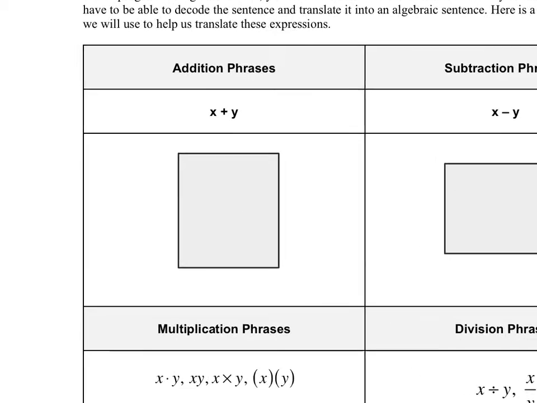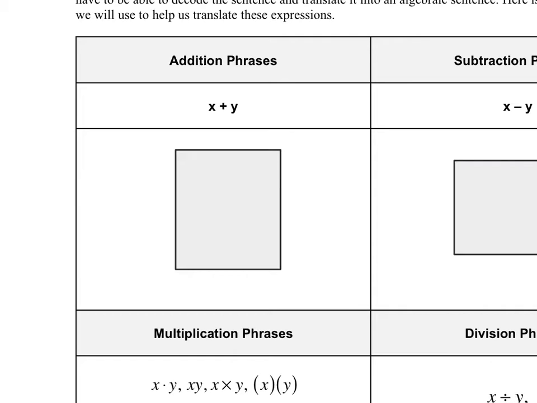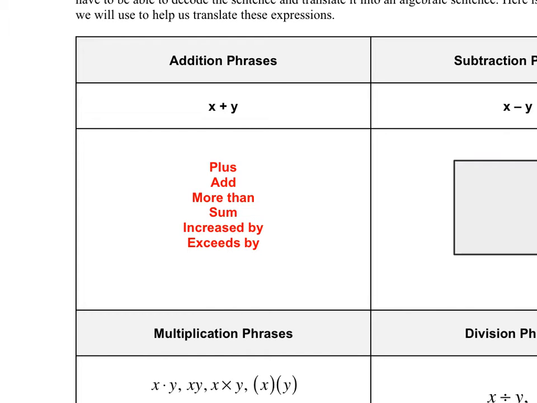Before we move forward, the first things we're going to look at are addition phrases. So you know you're dealing with addition whenever you have something like this. We always use this operator. That's how we represent addition. Whenever we see these phrases, I want you to know that we have addition. So let's pay attention very closely. Whenever you see the words plus, add, more than, some, increase by, exceeds by, that's a sign you've got addition.